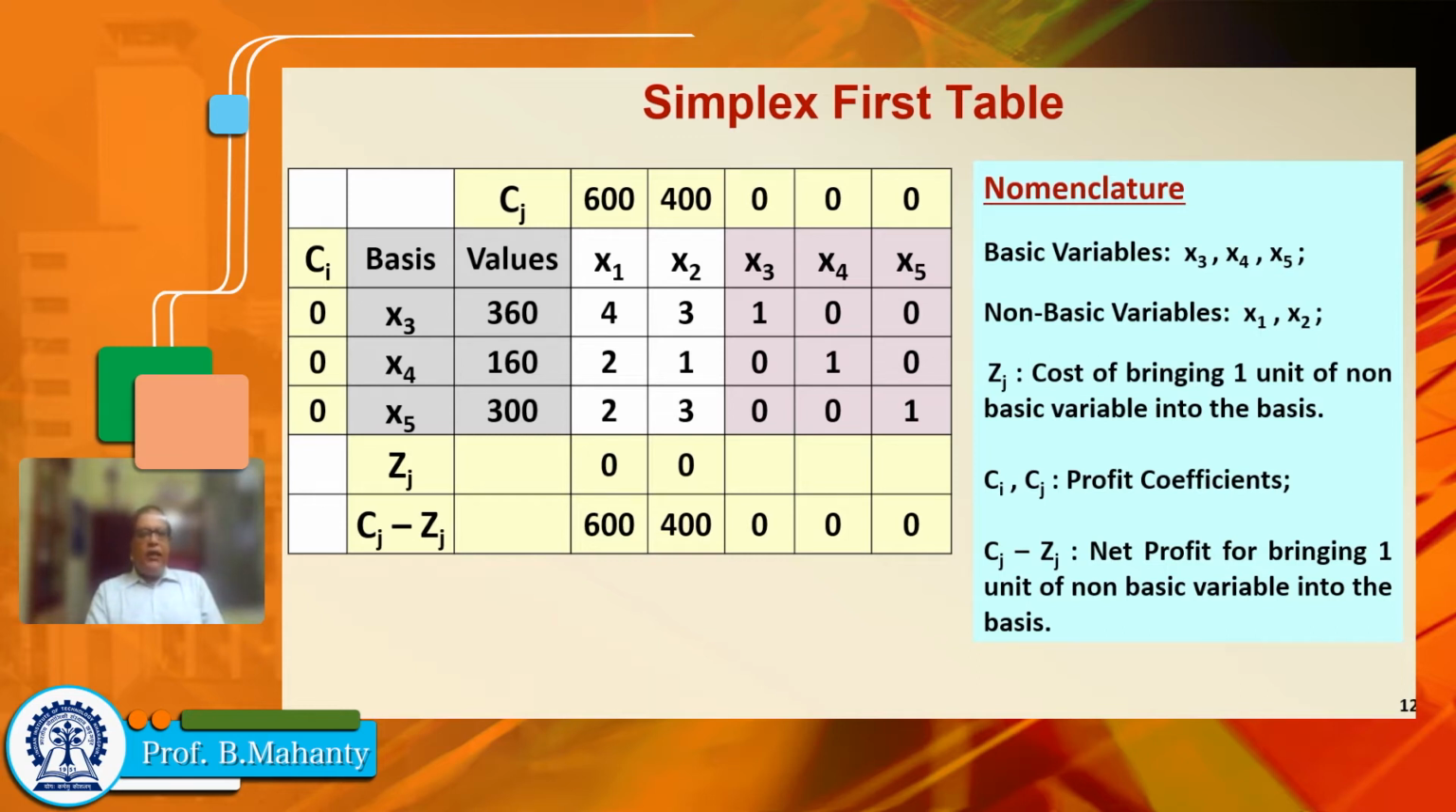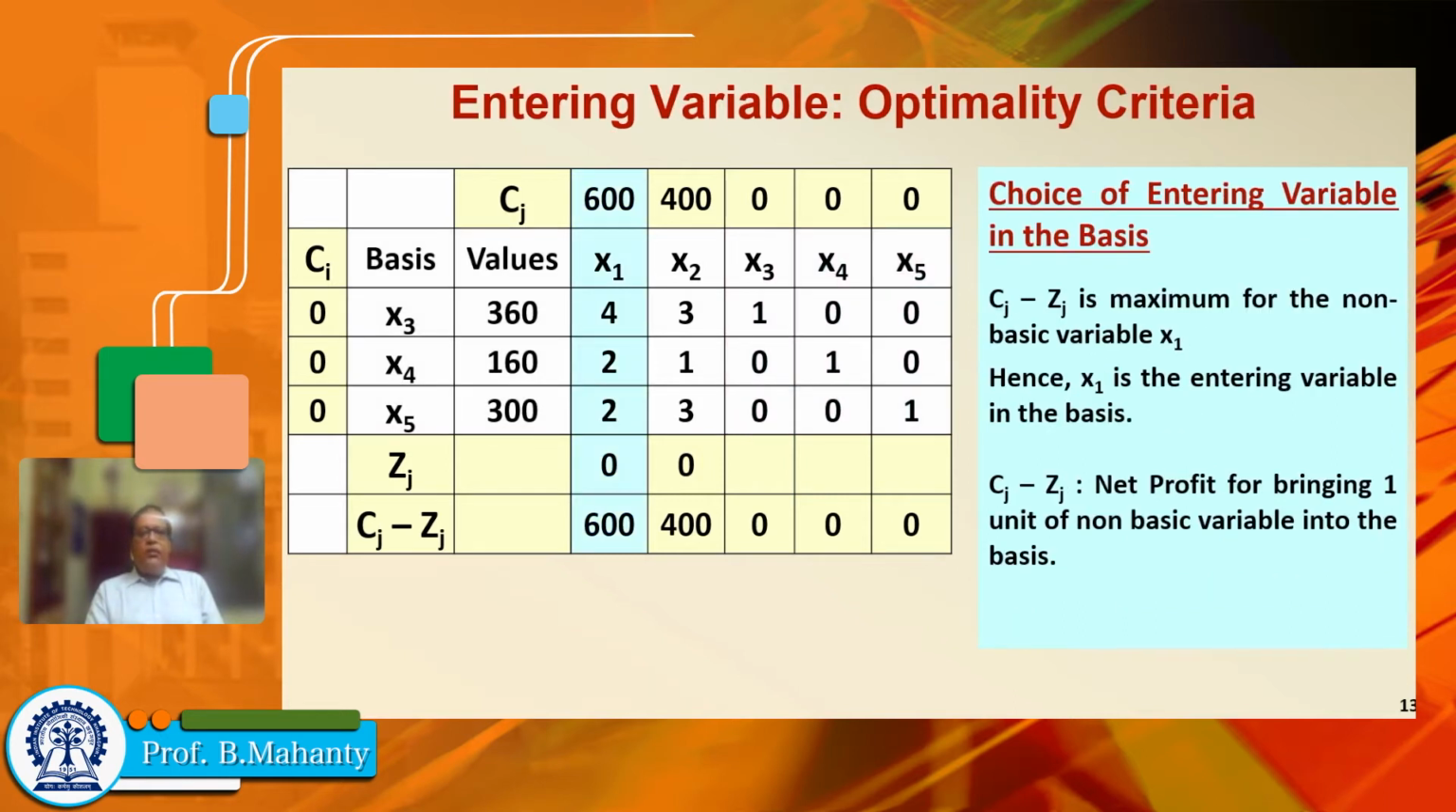Zj is the cost of bringing 1 unit of non-basic variable into the basis, and that computation I have already shown you. And Cj minus Zj is the net profit for bringing 1 unit of non-basic variable into the basis. Is it all right? Since 600 is higher, the more profitable direction is x1. So x1 is now the entering variable. That means x1 will now come into the basis. Initially total profit was 0 because x1 was 0 and x2 equal to 0.